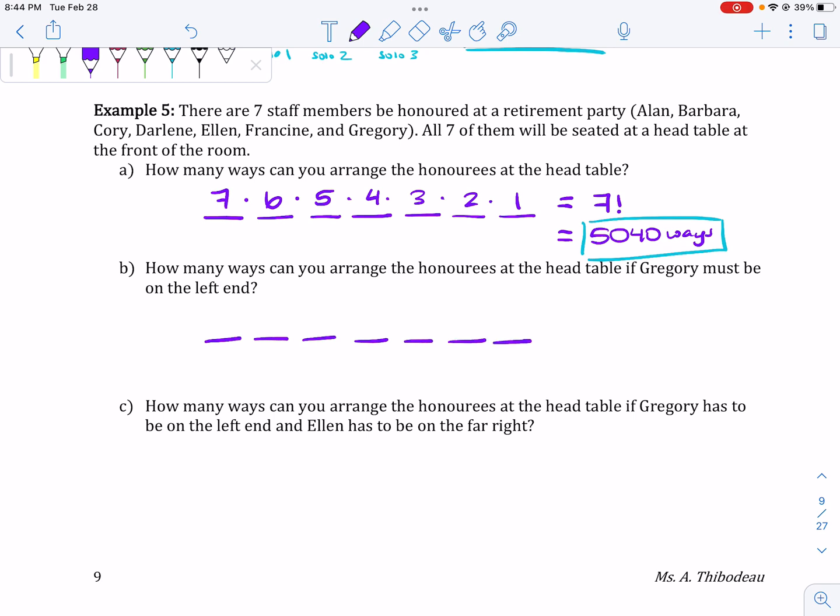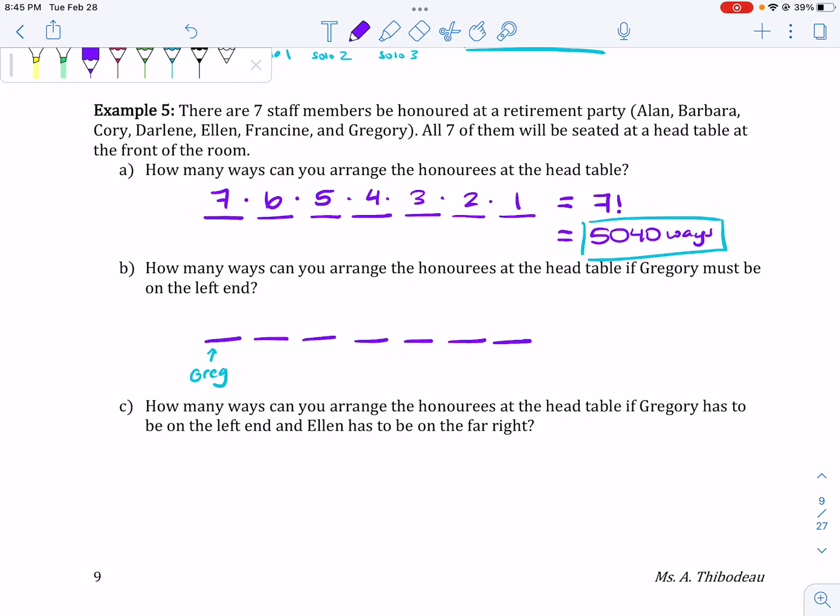So we still need to arrange all these people in these 7 spots. But Greg's like, hey there, pal. I need to sit over here. This is where I need to be. So please accommodate my request. And we're like, you know what, Greg? You worked for the company for so long. We're honoring you at this retirement party. Whatever you need, pal. We'll do it for you. So we got to put Greg there. Now, Greg has now added a condition to our permutation.